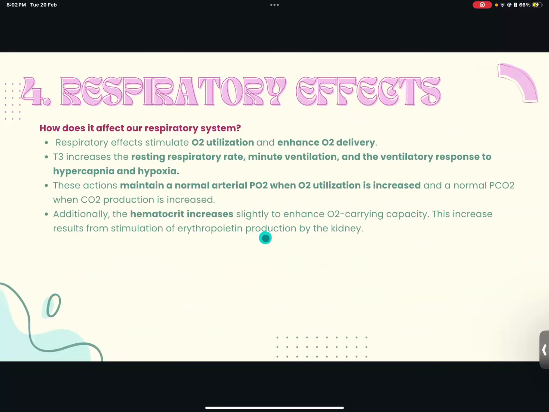Now let's talk about the respiratory effects. So what are the effects of thyroid hormone on our respiratory system? Well, basically, like we said, thyroid hormone has the mission basically to increase everything in your body. It increases your heart rate, it increases the amount of glucose in your blood. It just likes to increase everything. So it's going to increase your oxygen usage and enhance your oxygen delivery. So it's going to stimulate utilization of oxygen and enhance oxygen delivery.